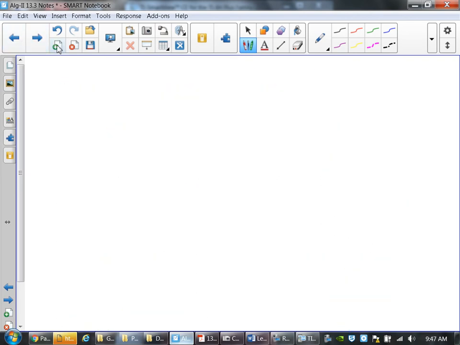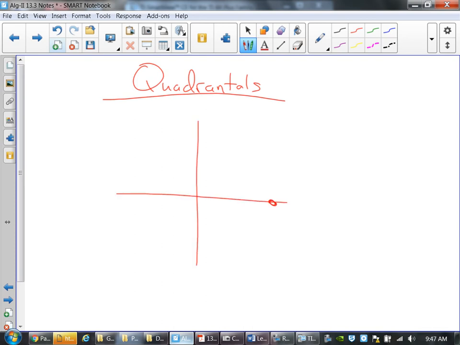Quadrantals. There are four quadrantals. It's where the unit circle crosses both the x and the y axis as you're going around. The reason we call it the unit circle is because we're giving it one unit of measure as it's going around. Which means you can find the ordered pairs for each one of those.